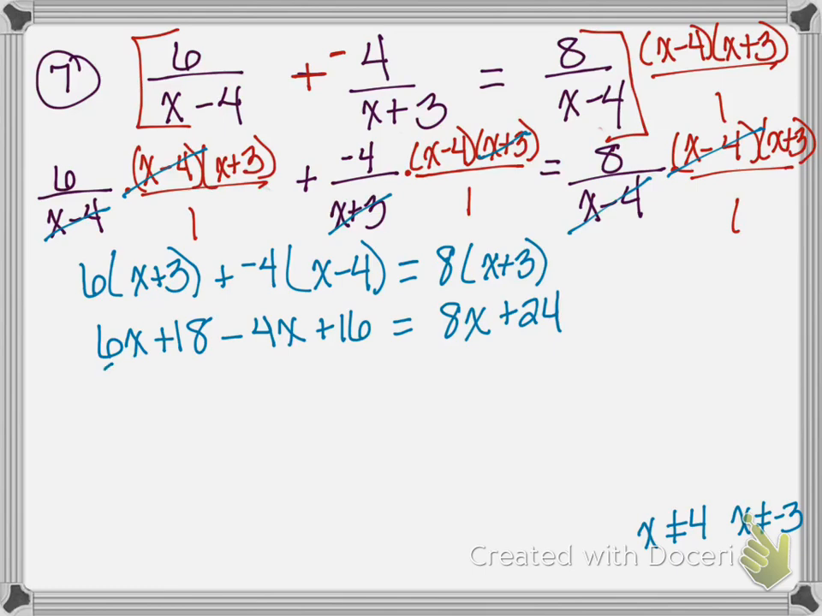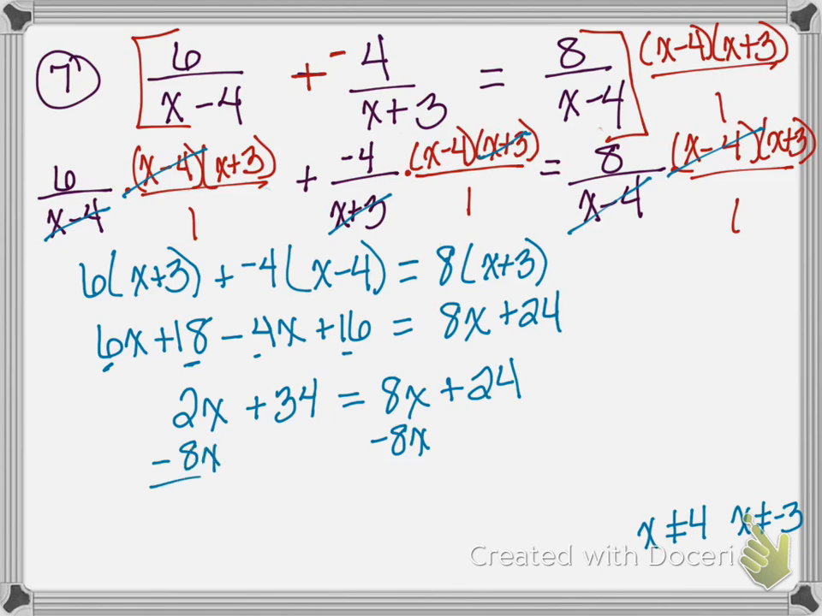Okay, I'm going to combine like terms on the left-hand side first. So I have positive 6x and negative 4x. That gives me positive 2x. Then I have positive 18 and positive 16. That gives me positive 34. Okay. So now I'm going to subtract 8x from both sides. That leaves me with negative 6x. And I'm going to subtract 34 in that same step. So I am going to end up with negative 6x equals negative 10.